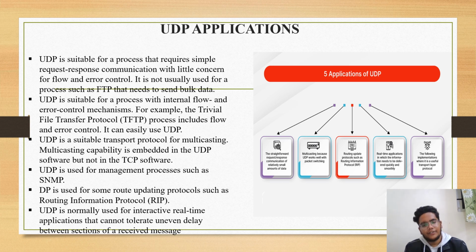UDP is also suitable as a transport protocol for multicasting. Multicasting capability is embedded in the UDP software but not in the TCP software. UDP is used for management processes such as SNMP. UDP is used for some route updating protocols such as Routing Information Protocol, also called RIP.